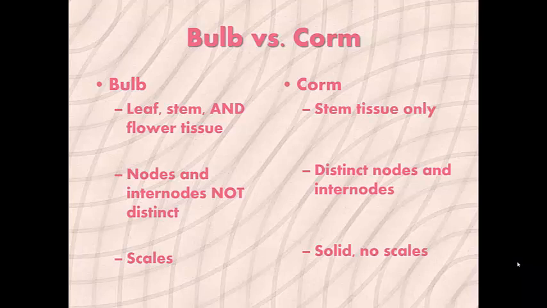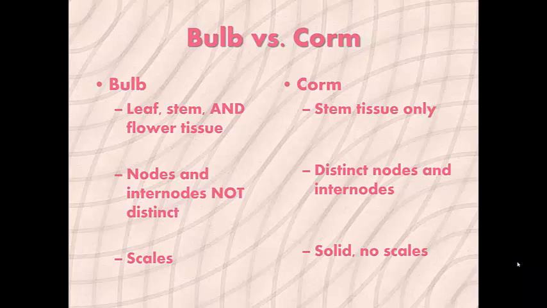So if you were to cut a corm in half, instead of seeing those layers of scales as you did in the tunicate bulb, or instead of seeing loosely arranged scales like in a scaly bulb, when you cut a corm in half, it's just a solid surface inside. There are no layers, there are no scales, it's just solid.